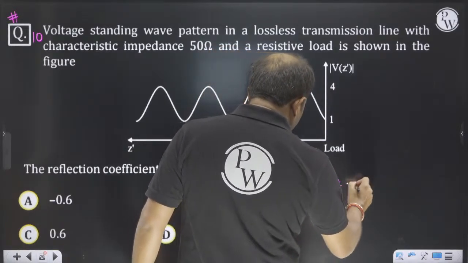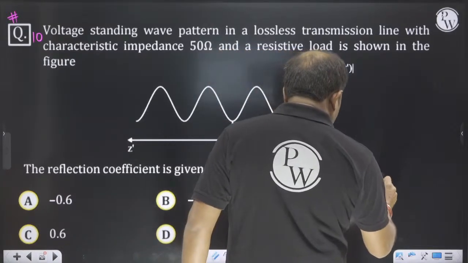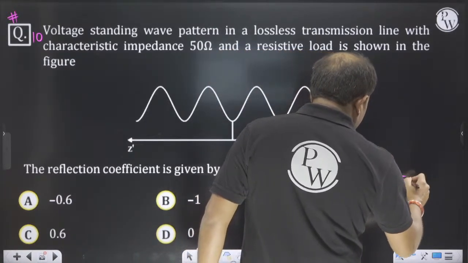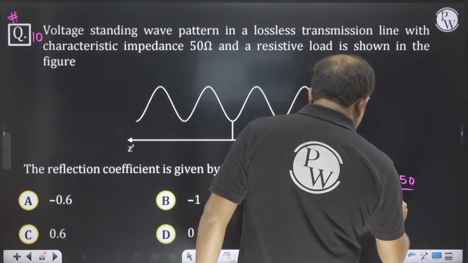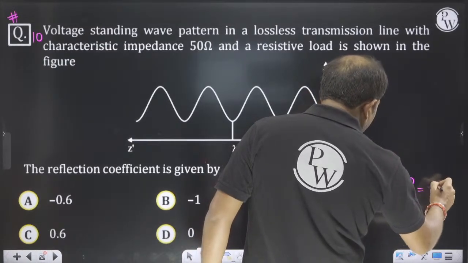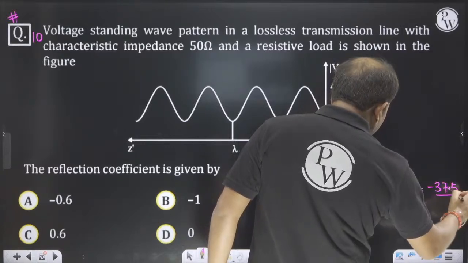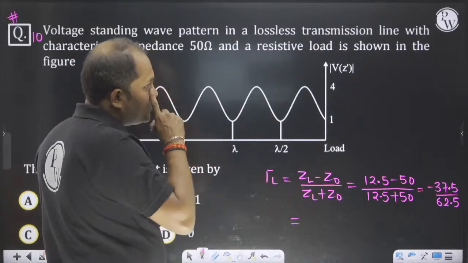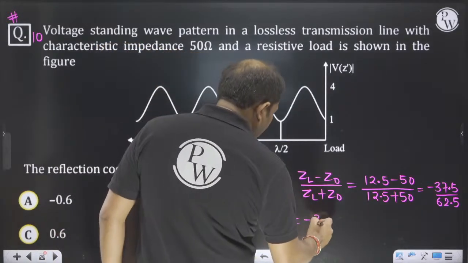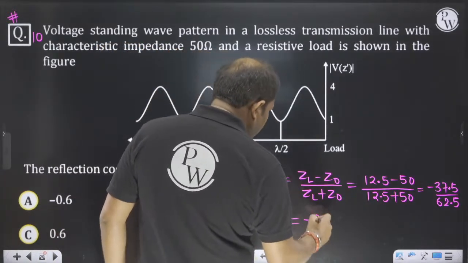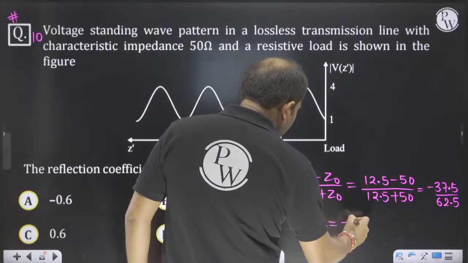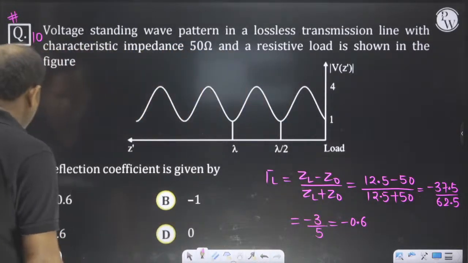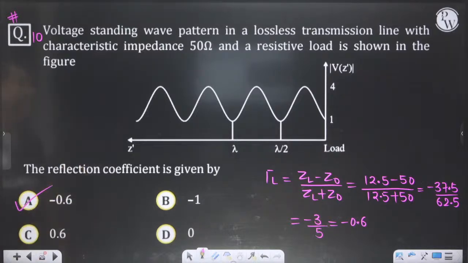ZL we have calculated. ZL is 12.5, so 12.5 minus 50 divided by 12.5 plus 50. It will be minus 37.5 divided by 62.5. So 12.5 into 3 and 12.5 into 5, so it will be minus 0.6. So the answer is minus 0.6. A is the option. Since ZL is less than Z0, the reflection coefficient will be negative. So this option is correct.